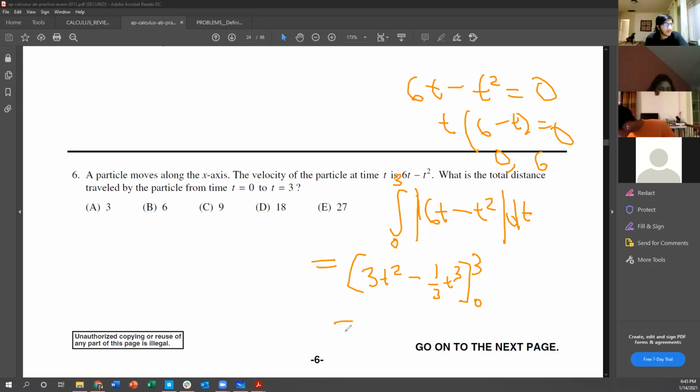Okay, if you calculate this out, the 0 is not going to matter. We'll just plug in a 3. You get 3 times 3 is 9, times 3 is 27, minus 3 cubed over 3, which is 3 squared, which is 9. So this is 18. Yeah? Okay, all right, so I would go for 18.